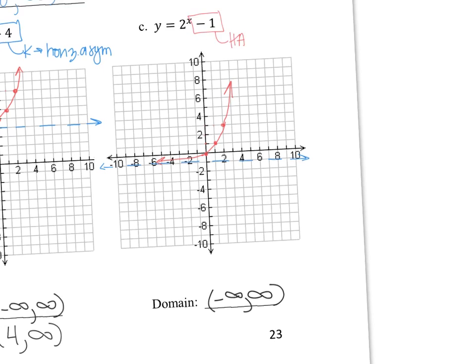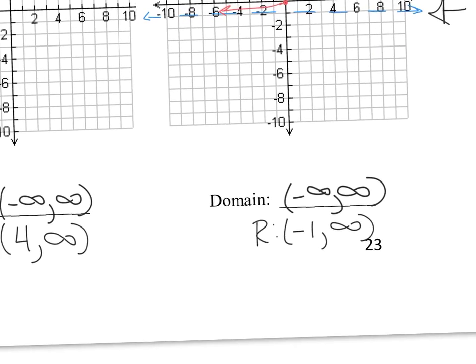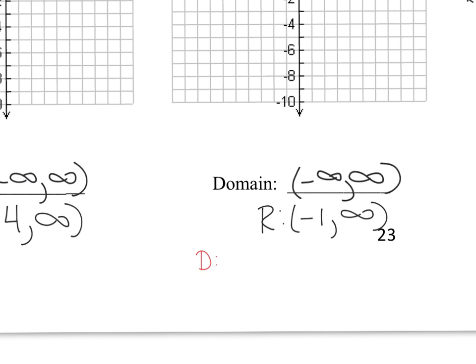And then my range is where my horizontal asymptote starts, which is at -1. So my range is -1 to infinity. So maybe make a little bit of a note here. The note I would make is domain is never going to change. Domain will always be -infinity to infinity unless instructed otherwise by data. Your range, that's what's going to change.